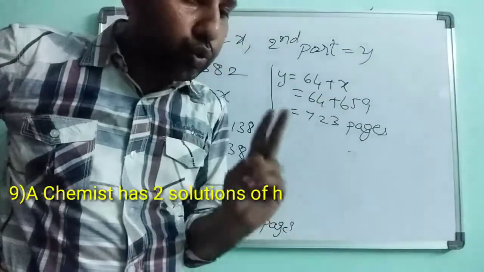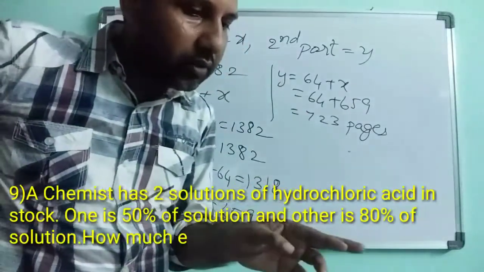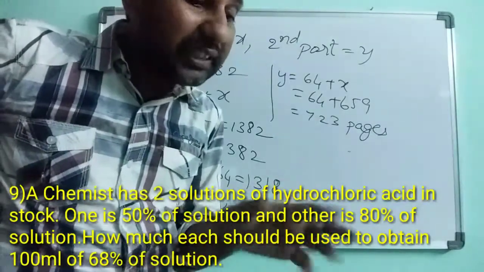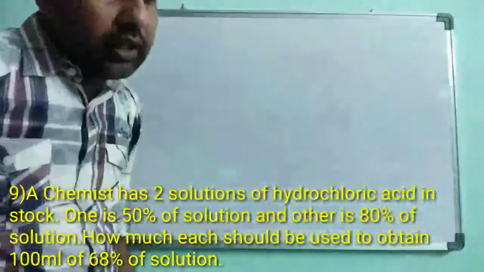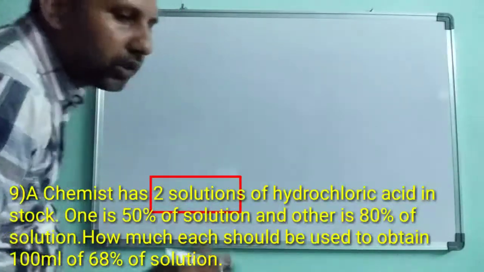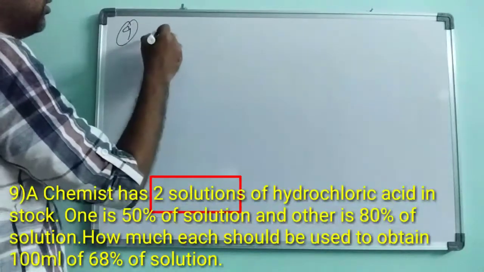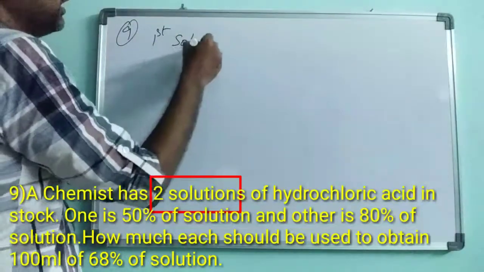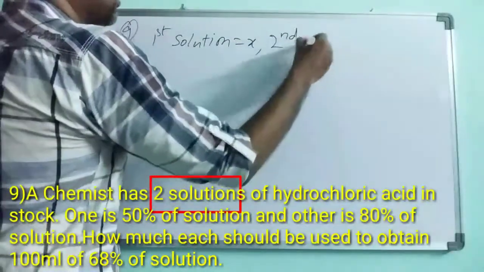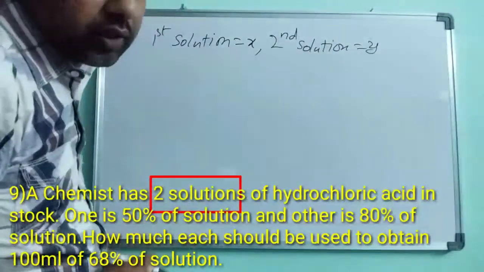A chemist has two solutions of hydrochloric acid in stock. One is a 50% solution and the other is an 80% solution. How much of each should be used to obtain 100 ml of 68% solution? In this question, a chemist has two solutions. Let us consider the first solution as x and the second solution as y.